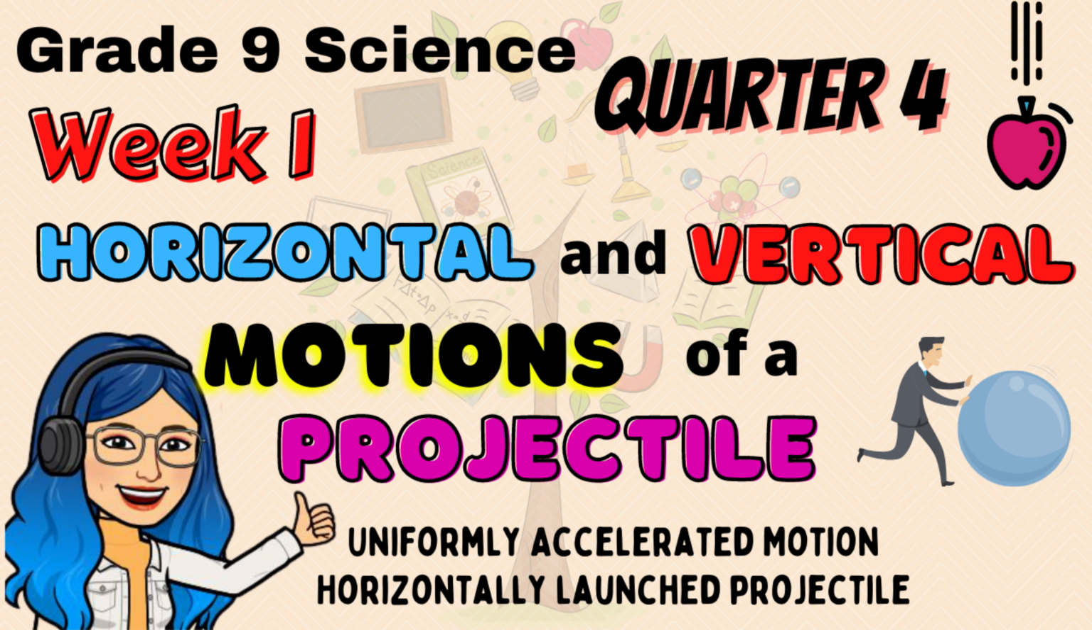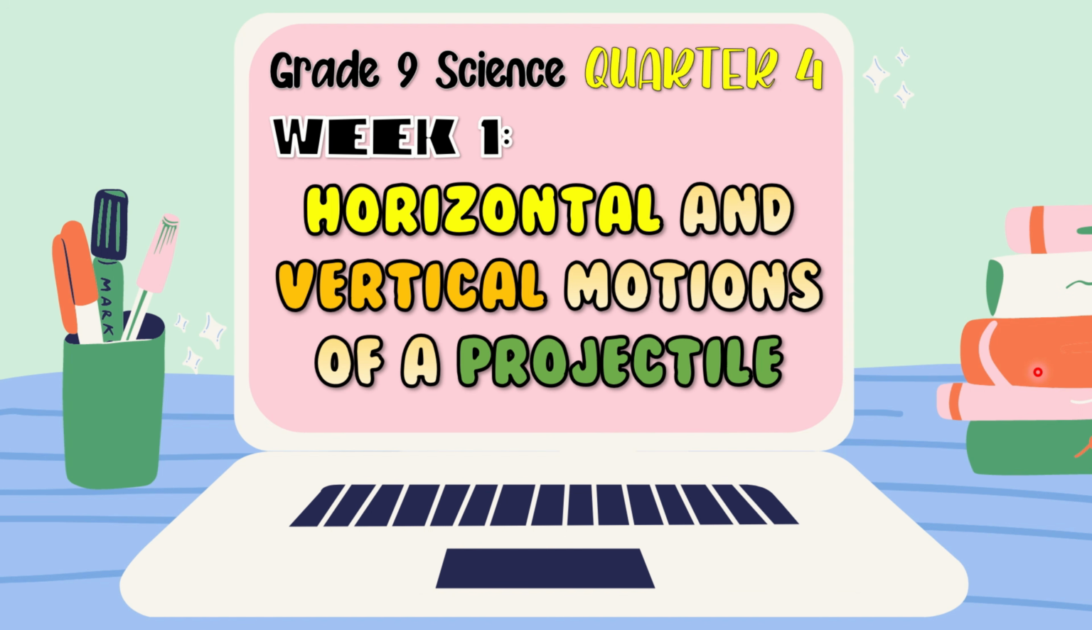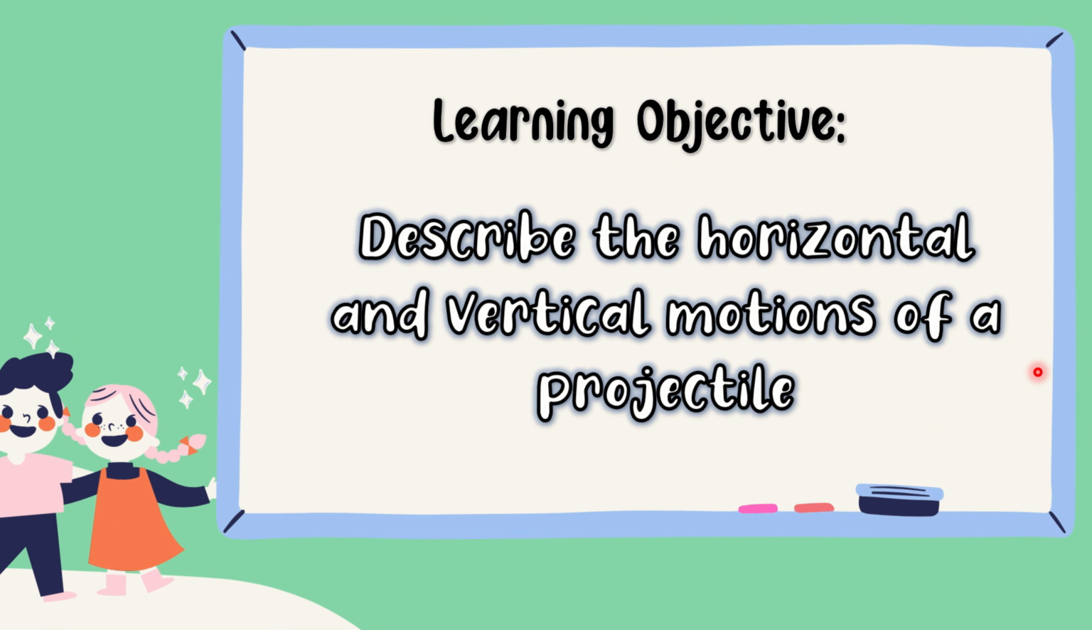We are now in quarter 4 of our grade 9 science lesson. And the first topic that we are going to have today is all about the horizontal and vertical motions of a projectile. Check out our learning objective. Describe the horizontal and vertical motions of a projectile. Get ready to learn this lesson, so keep on watching!